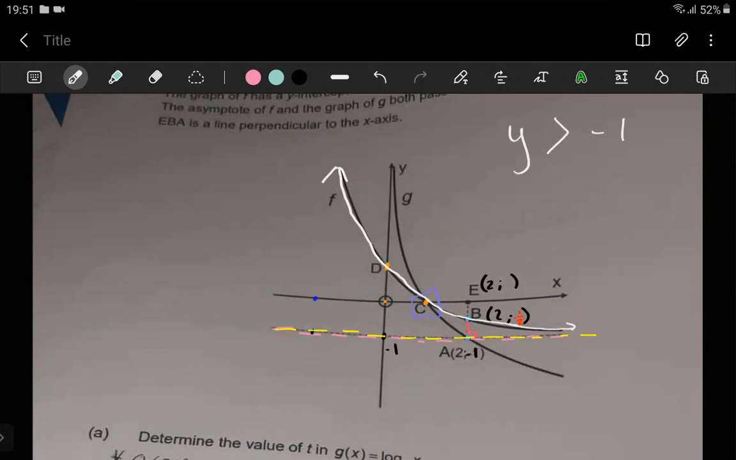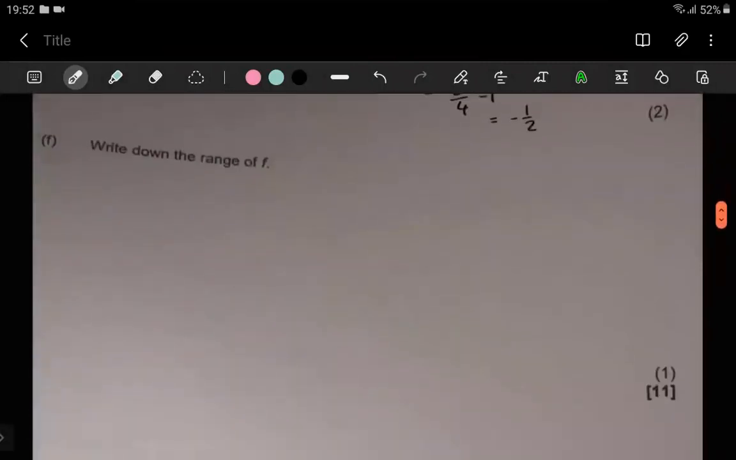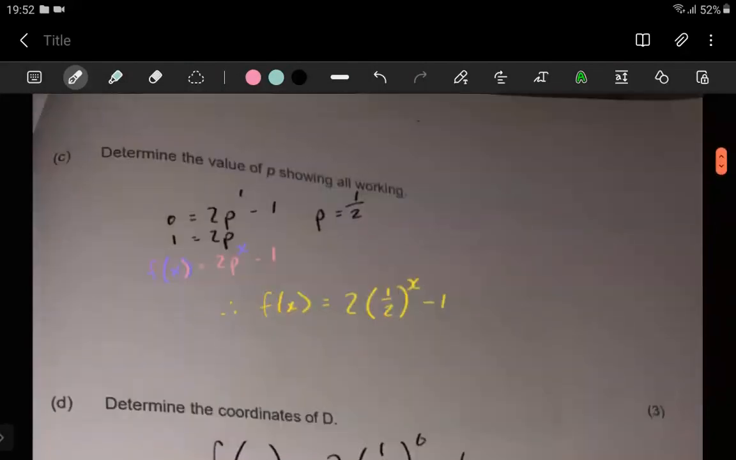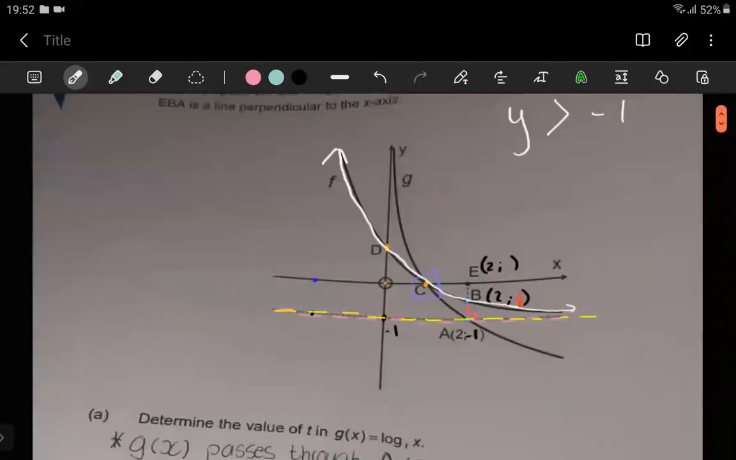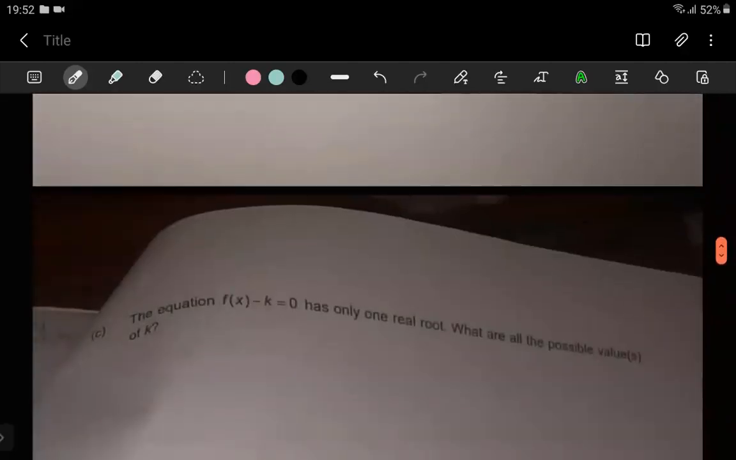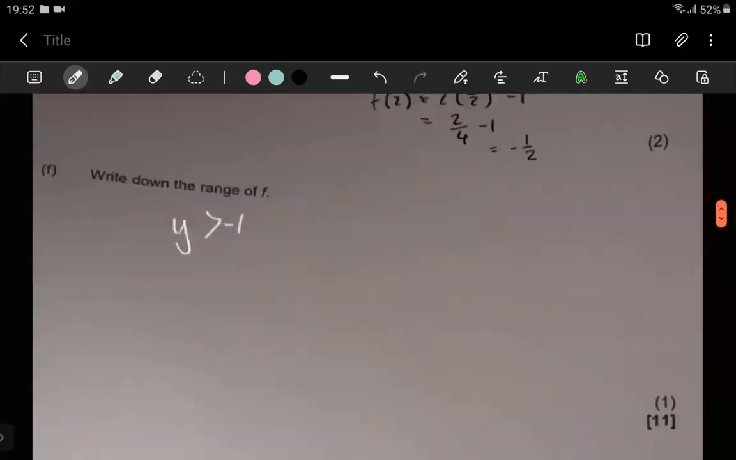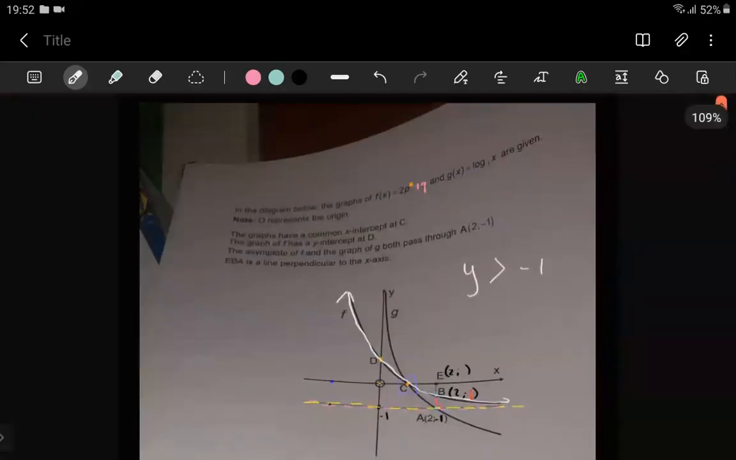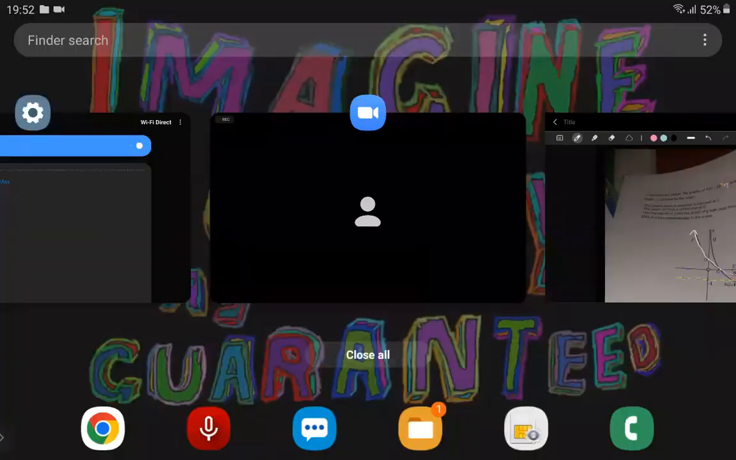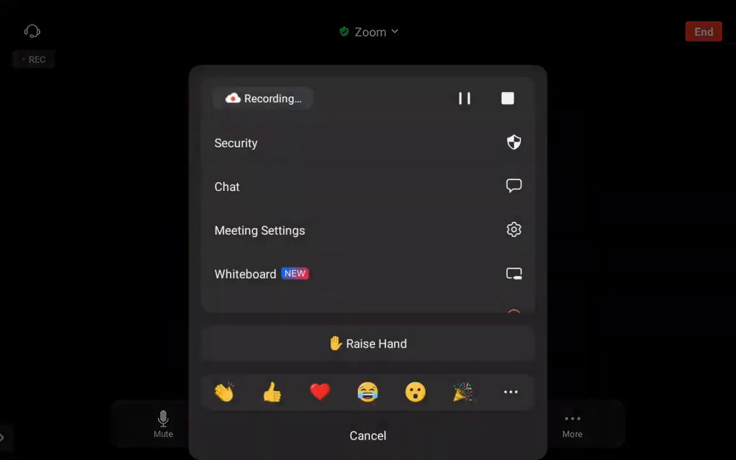So that being said, that's what we're going to say is the range of f here. y is bigger than -1. Did I say 1? I meant to say -1. Yes, y is bigger than -1. And then that was all for that sketch, right? Okay. Let's move on to the next.